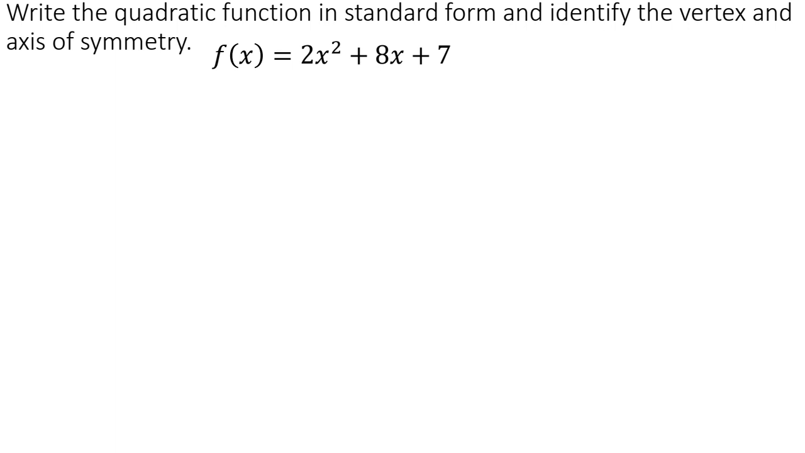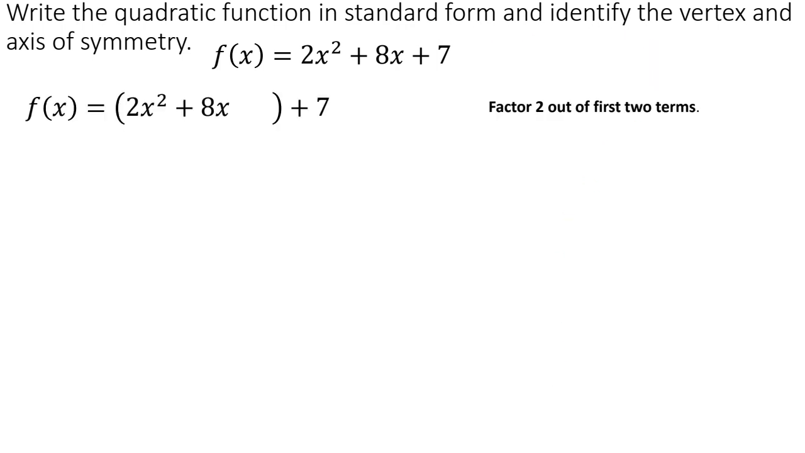So this example is from 2.1, where it says write the quadratic function in standard form, identify the vertex and the axis of symmetry. So to write in standard form, I can separate the x terms here in parentheses. And then we're going to take half of 8, which is 4.